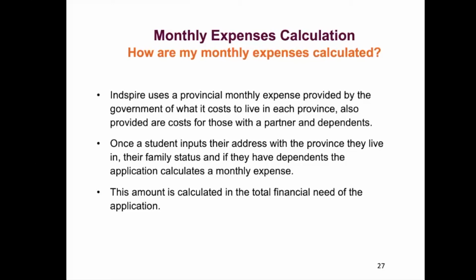And then once the student inputs their address with the province they live in, their family status, and if they have dependents, the application calculates a monthly expense. This amount is calculated in the total financial need of the application.